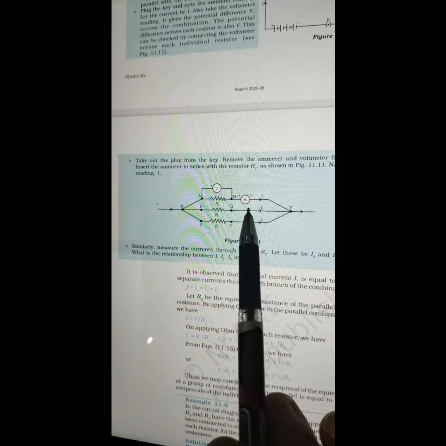Take out the plug from the key, remove the ammeter and voltmeter from the circuit, and insert the ammeter in series with the resistor R1 as shown in this figure. Note the ammeter reading I1. Similarly, measure the currents through R2 and R3. Let these be I2 and I3 respectively. What is the relationship between I1, I2, and I3?